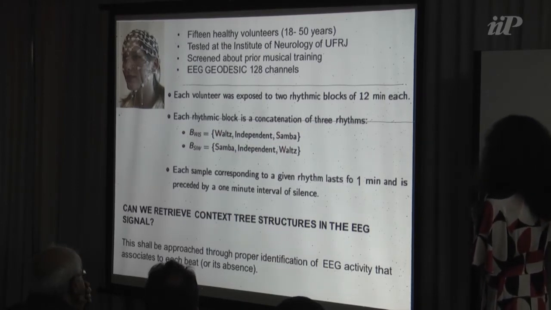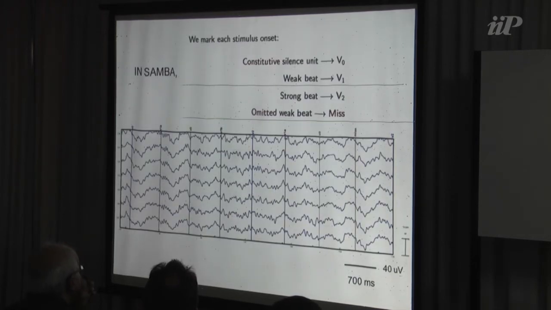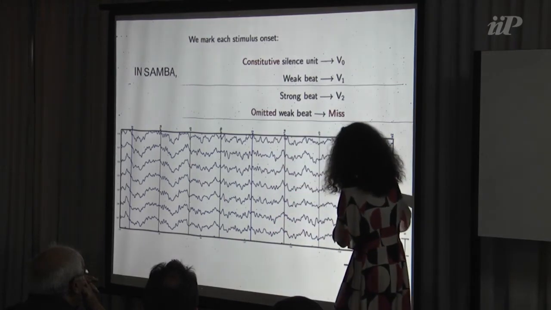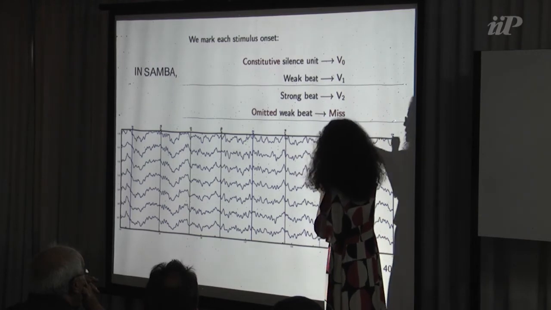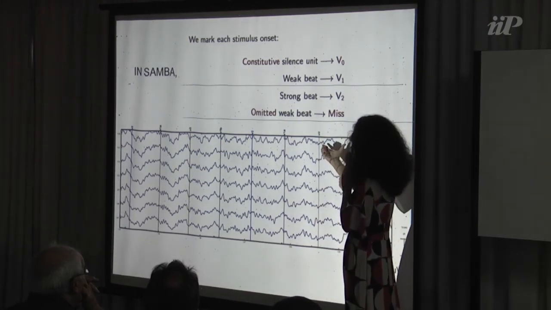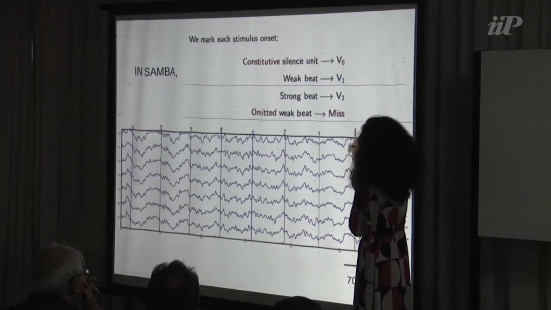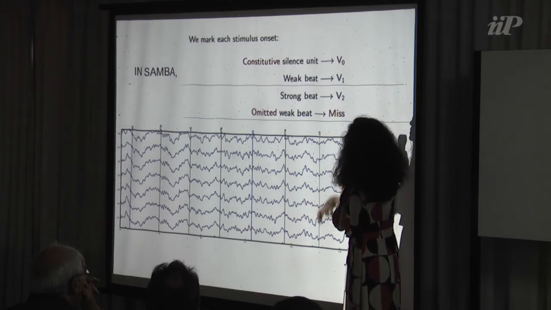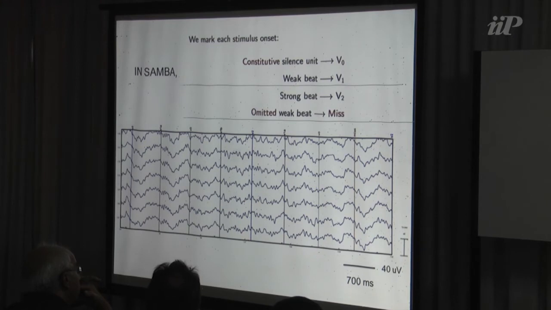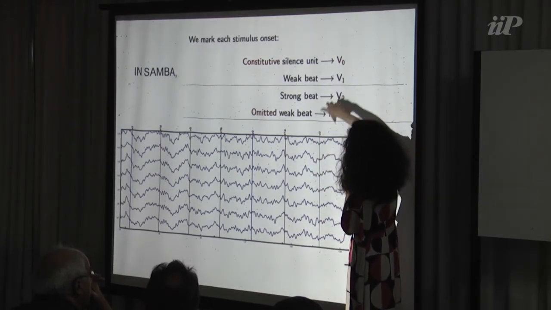In fact, the question is: is it possible to retrieve the context-free structures in the EEG signal? So what we are doing now is to identify the chunks in the EEG signal. So this is a recording of the EEG for some channels here, a collection of channels, and here the label. For each of the units, you have a mark in the EEG signal so that you can retrieve the specific segments corresponding to each unit. For instance, V0, MIS, V1, V2, okay? For the omission, we call the stimulus miss. So this is for samba, for instance.